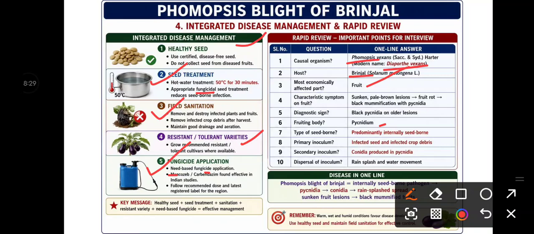Very, very important. Repeatedly I am telling this is very important. The primary source of inoculum is infected seed and crop debris. This is also very, very important. The secondary source of inoculum is conidia produced in pycnidia. Dispersal of inoculum is through rain splash and water movement.